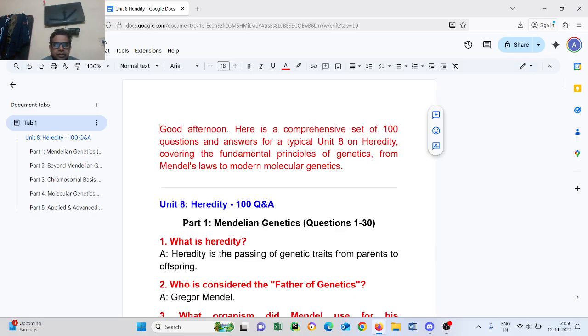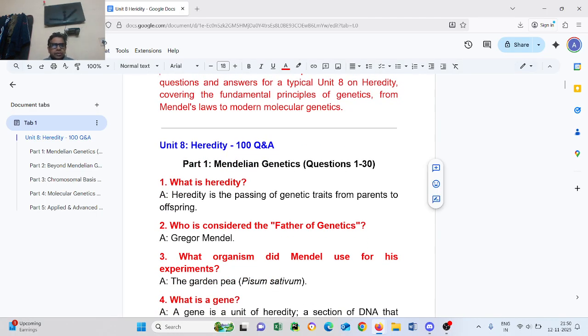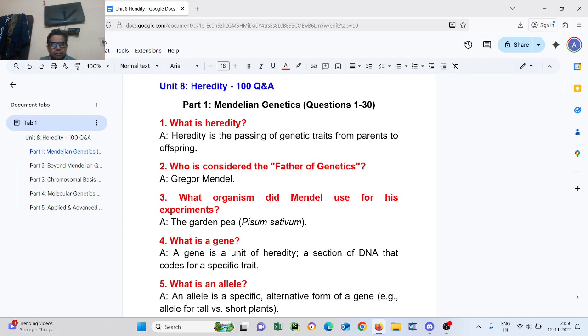Heredity is the passing of genetic traits from parent to offspring. It's called genetics. Who is considered the father of genetics? Gregor Mendel is considered the father of genetics. What organism did Mendel use for his experiments? The garden pea, Pisum sativum.